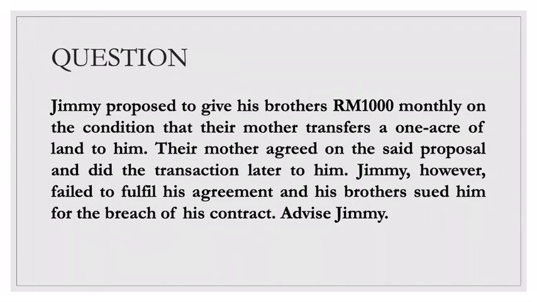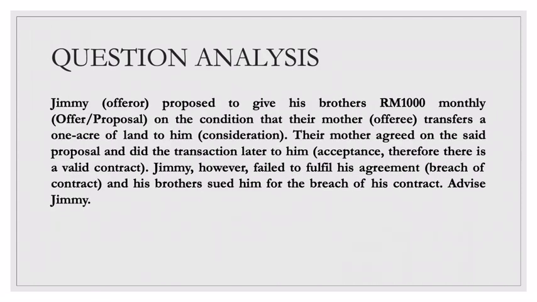So let's see the question analysis. In this question, Jimmy, the one that proposed or offered to be in the contract, we call him the offeror. He proposed to give his brothers RM1,000. We can consider the brothers as third parties. So the RM1,000 is a consideration from him as the offeror, and this is what he proposed: 1,000 ringgit to be given to his brothers.